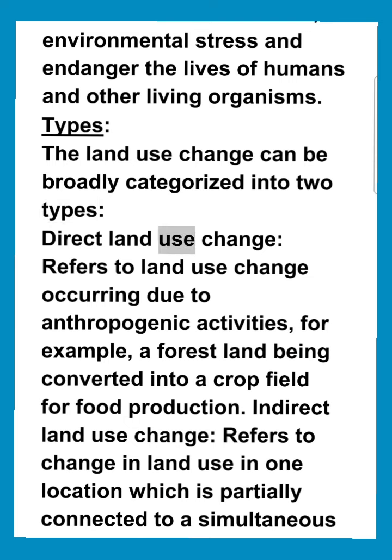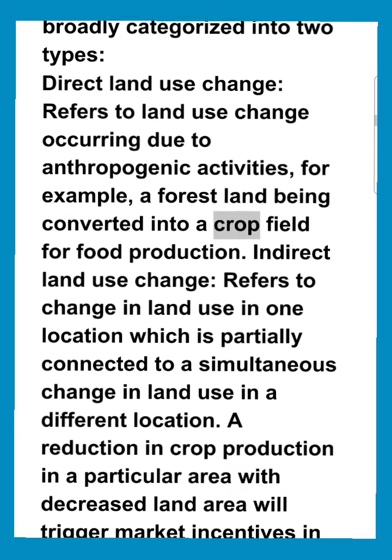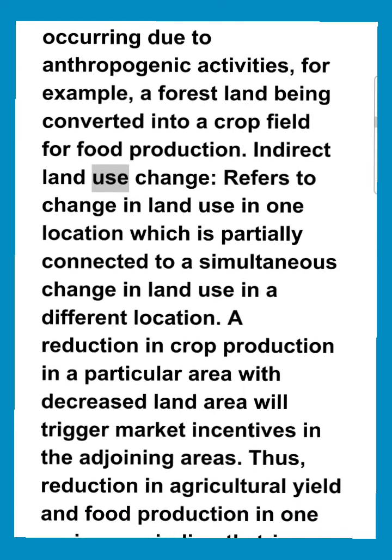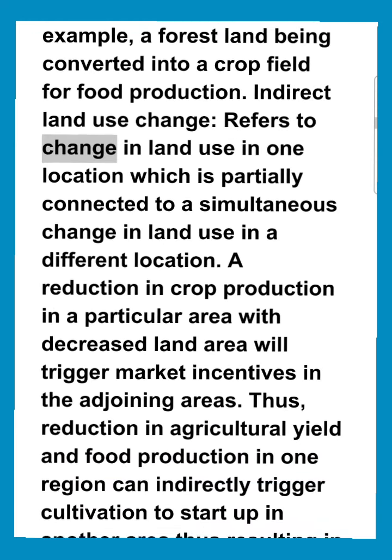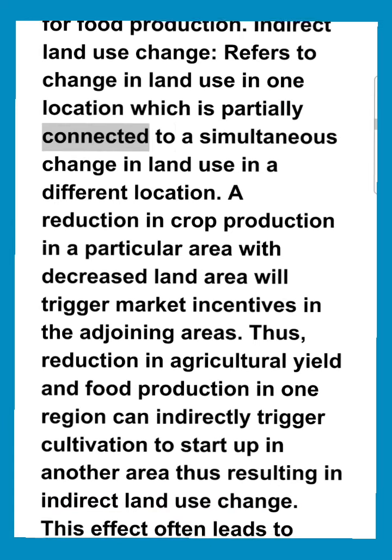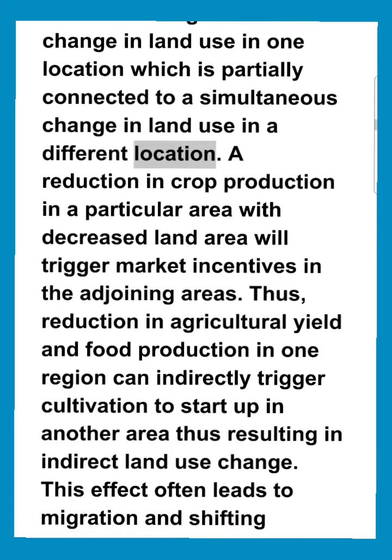Direct land use change refers to land use change occurring due to anthropogenic activities, for example, a forest land being converted into a crop field for food production. Indirect land use change refers to change in land use in one location which is partially connected to a simultaneous change in land use in a different location.